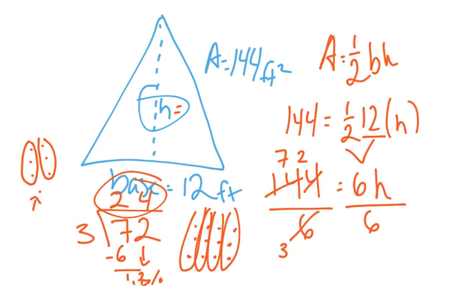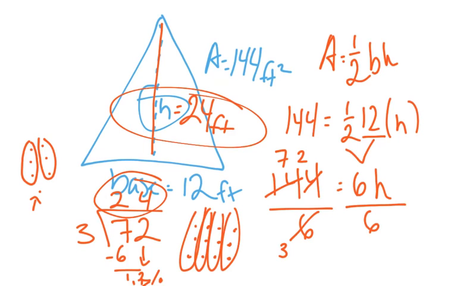My height equals 24. Height is one dimension, so it should not have an exponent on the units. It's just 24 feet. Ta-da! That's how you find the area or the missing variable when you're talking about the area of a triangle.